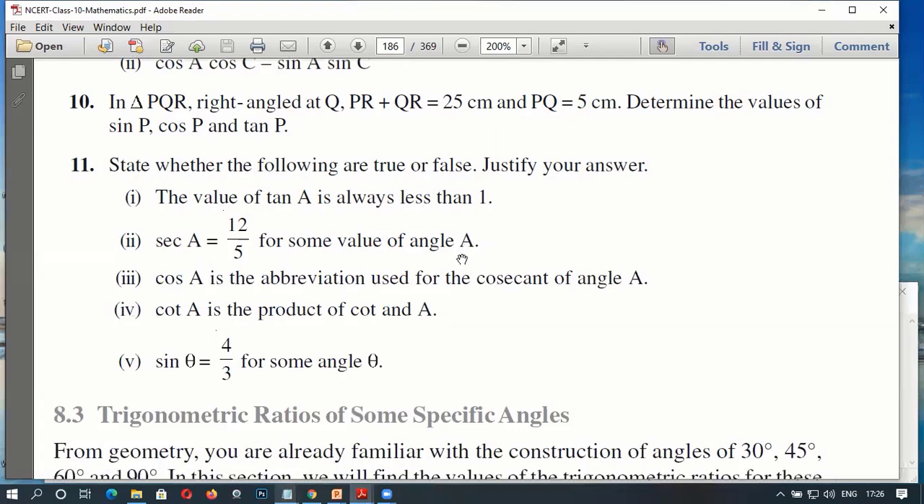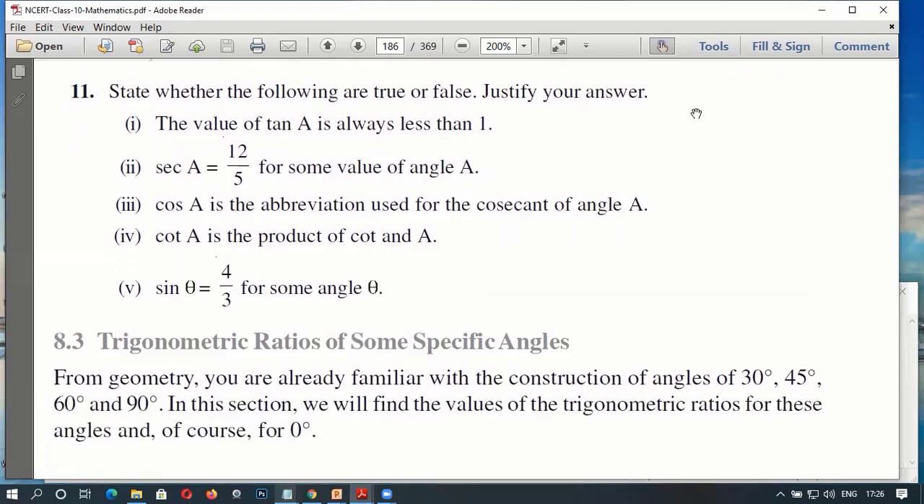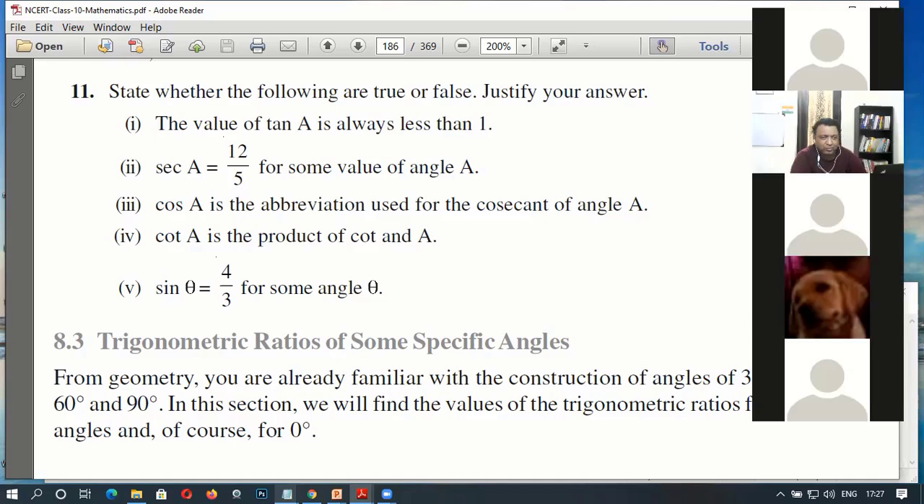Try the next one. Third, Abhi, tell me the third. Cos A is the abbreviation used for the cosecant of angle A. I explained this in yesterday's class. What is the full form of all the 6? What do you say, yes or no, true or false? Audio not working, but what do you say on chat? False or true?